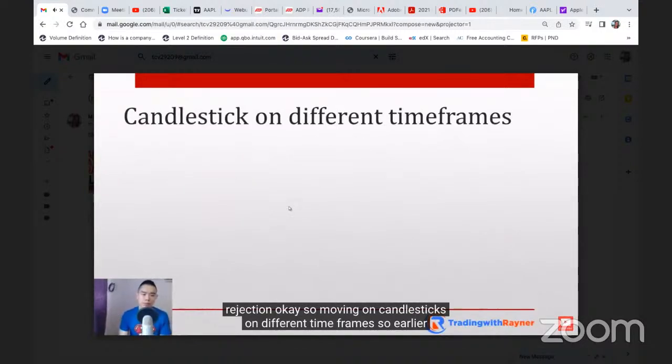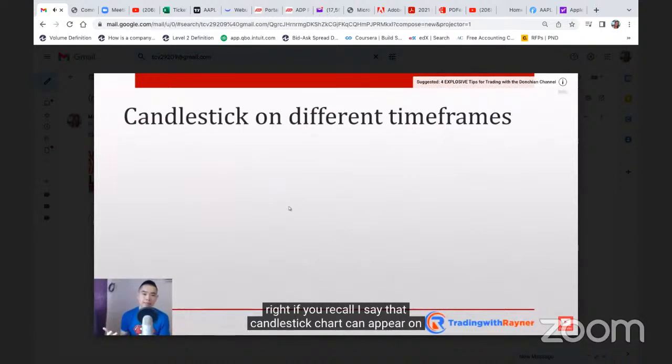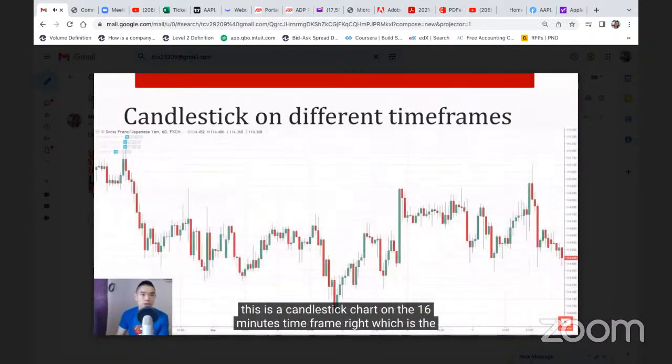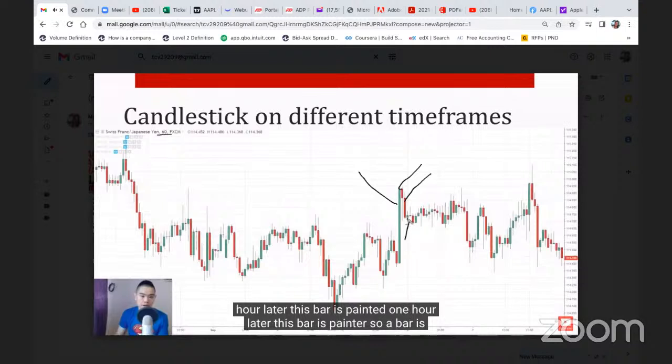candlesticks on different time frames. So earlier, if you recall, I said that candlestick chart can appear on different time frames, daily, 1 hour, whatsoever. And if you look at this, this is a candlestick chart on the 60 minutes time frame, which is the 1 hour. So you can see that this means that every hour, one of this bar will be painted. Every hour, this bar will be painted. 1 hour, this bar is painted. 1 hour later, this bar is painted.